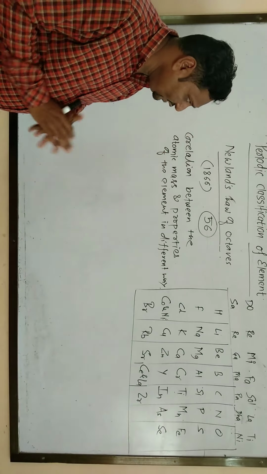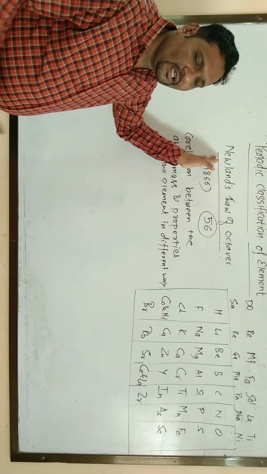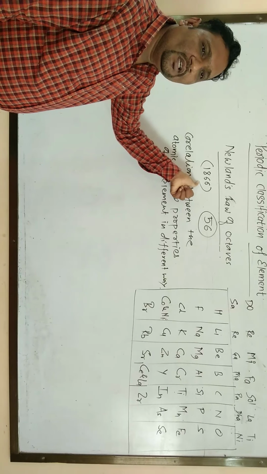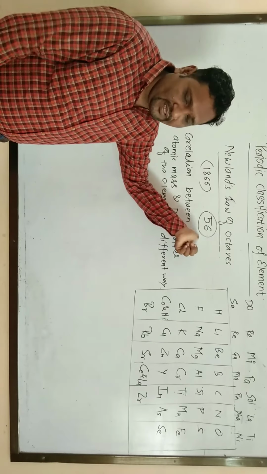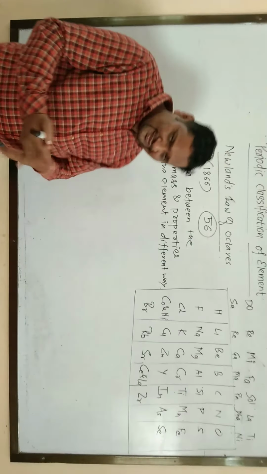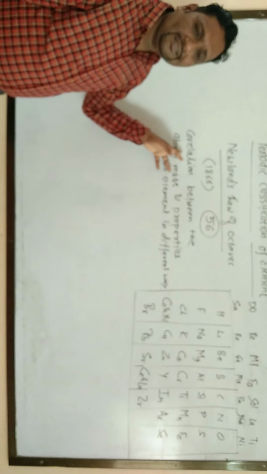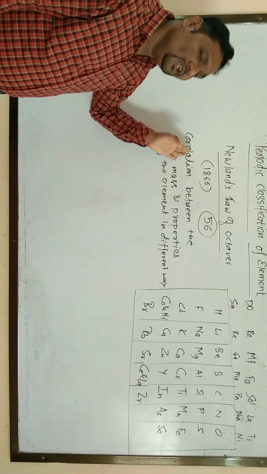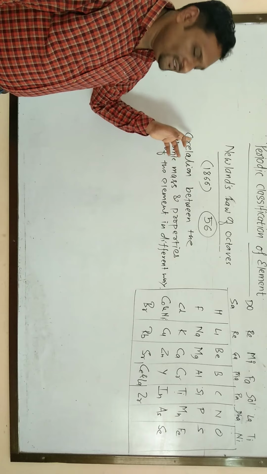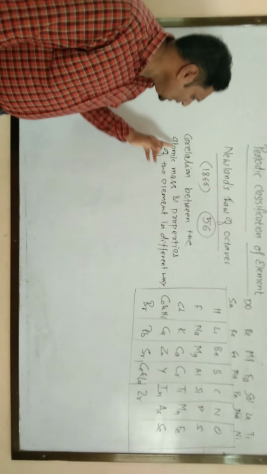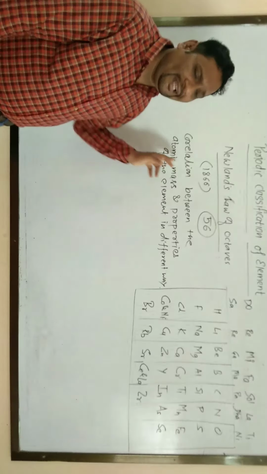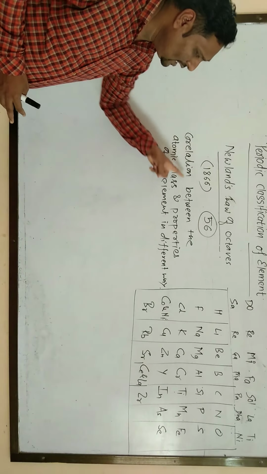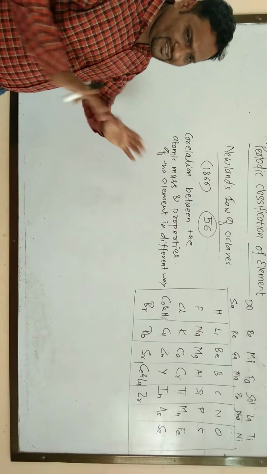I repeat again, listen carefully. John Newlands was an English scientist. He put forth his classification in 1866. There were 56 elements existing at the time of Newlands. He suggests that there is a correlation, meaning mutual relationship, between the atomic mass and the properties of the elements, in a different way.